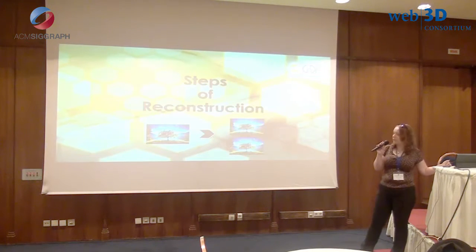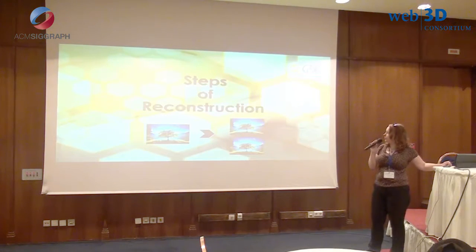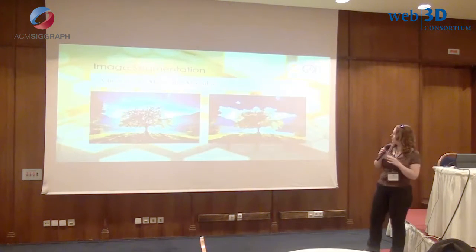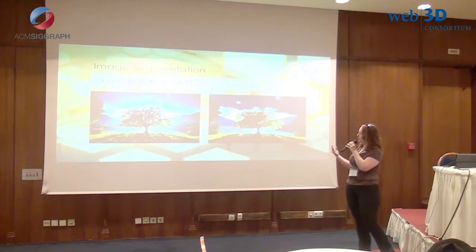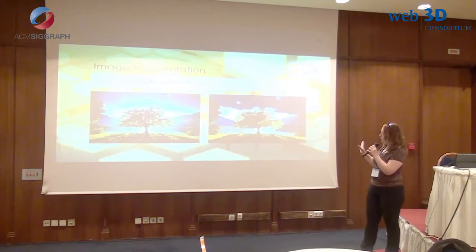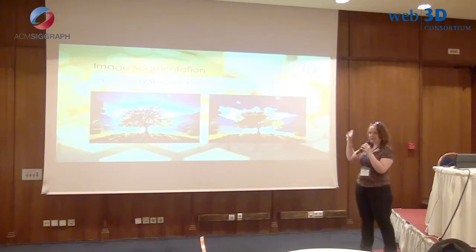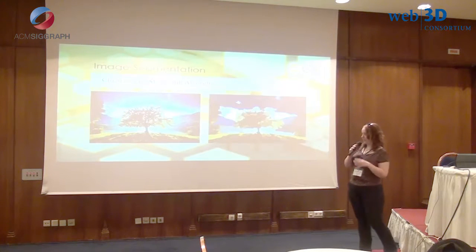So let me just briefly introduce you to the steps of the actual reconstruction. First, the algorithm has to make some kind of sense of the image. So I use the mean shift segmentation to come up with the different areas, different regions in the image.